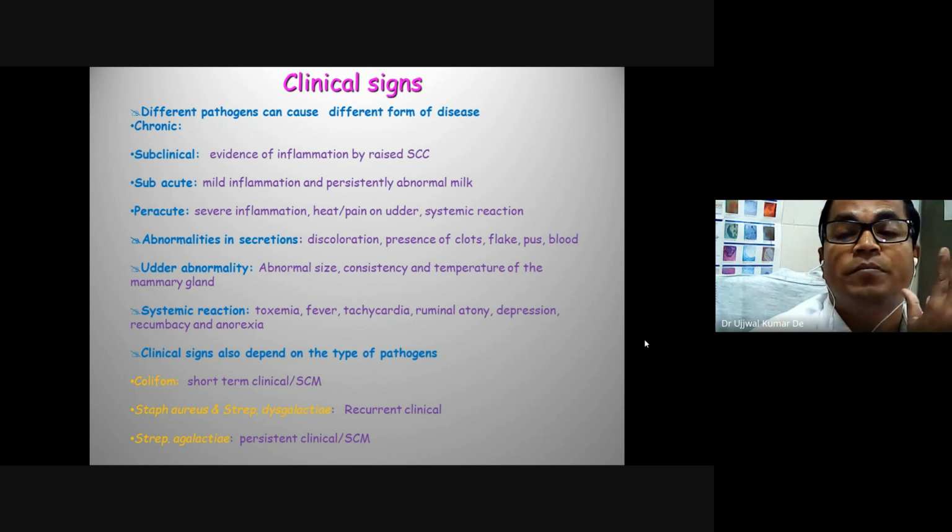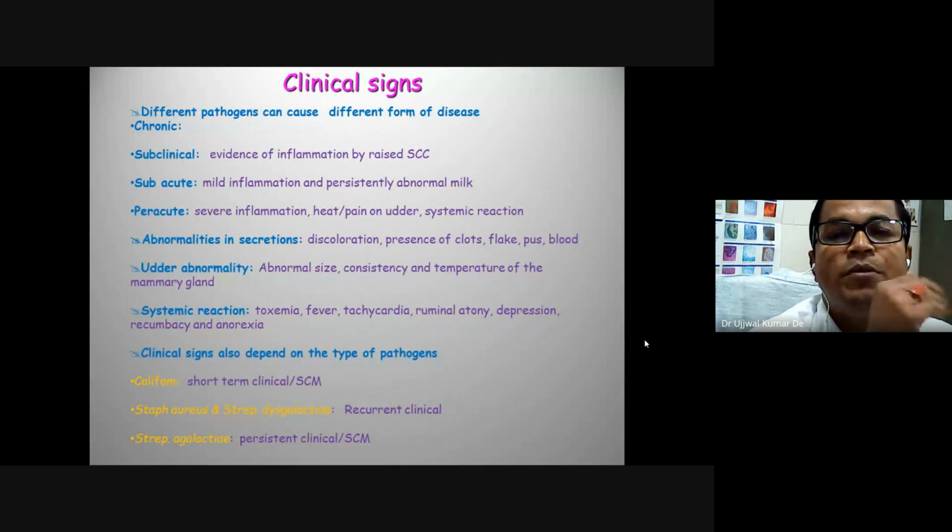This type of systemic reaction occurs in case of peracute mastitis caused by acute staphylococcal mastitis or acute coliform mastitis. Then clinical signs also depend on the type of the pathogen.